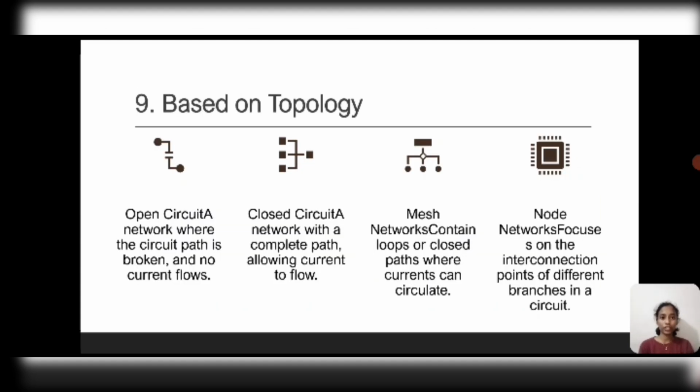Based on topology, an open circuit is a network where the circuit path is broken and no current flows. A closed circuit is a network with a complete path allowing current to flow. A mesh network contains loops or closed paths where currents can circulate. A node network focuses on the interconnection points of different branches in the circuit.